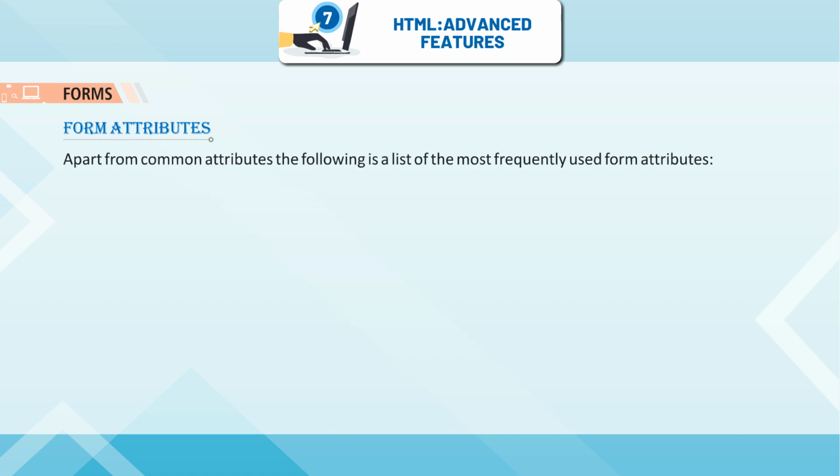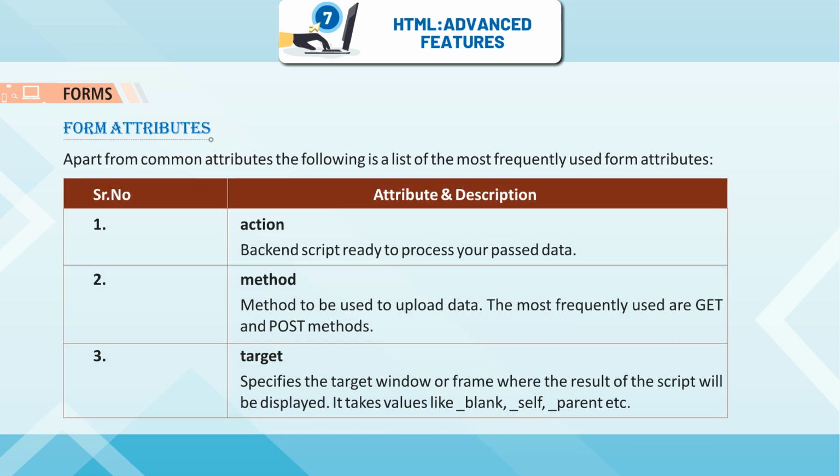Code example. Form attributes. Apart from common attributes, the following is a list of the most frequently used form attributes. Serial number, attribute and description. 1. Action, backend script ready to process your passed data. 2. Method, method to be used to upload data. The most frequently used are get and post methods. 3. Target specifies the target window or frame where the result of the script will be displayed. It takes values like _blank, _self, _parent, etc.